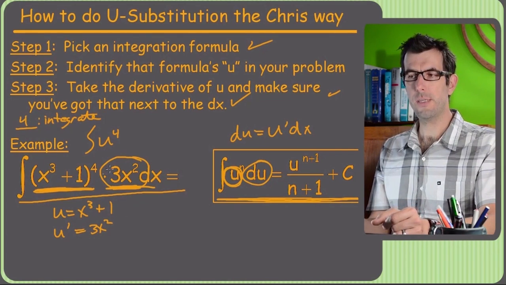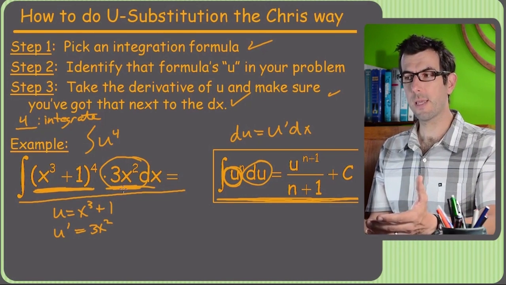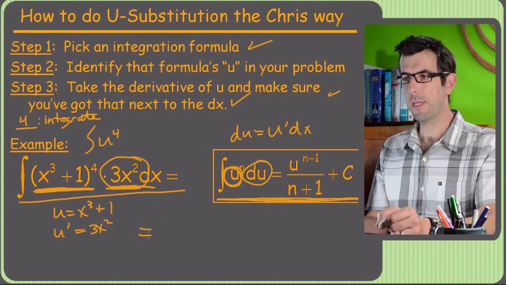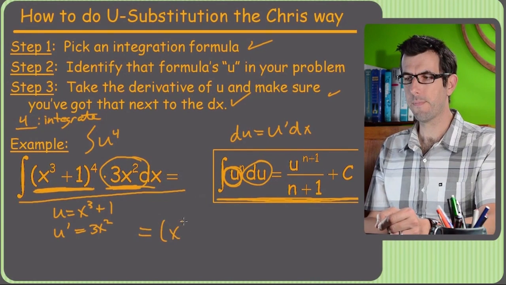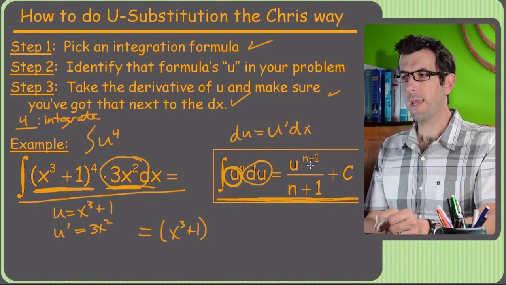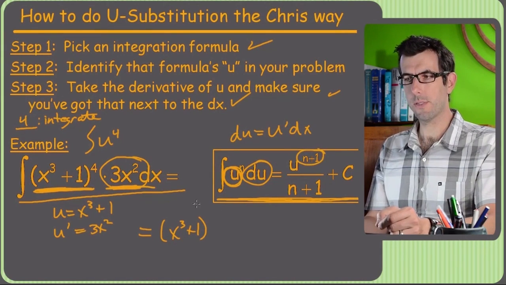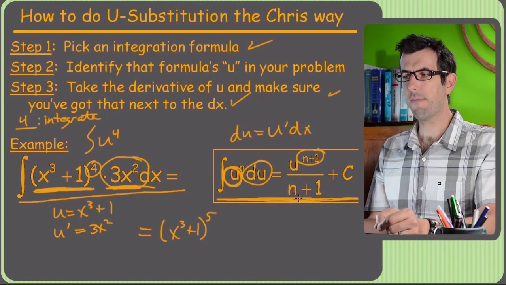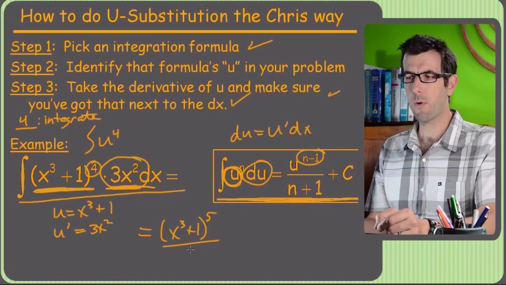So now that our du's checked out and everything, we can just integrate this like we wanted to. So the integral of this puppy is just going to equal that same u, so the same stuff. And then we're going to add 1 to the power. So the exponent goes from 4 to 5. And then we've got to divide by the new power, just like we always do with the power rule. And then of course there's a plus c tacked onto the end.